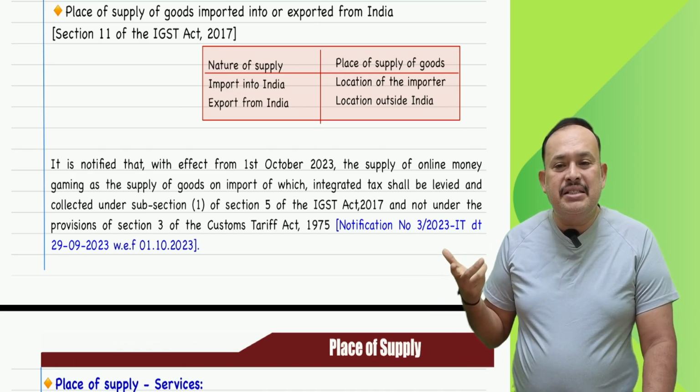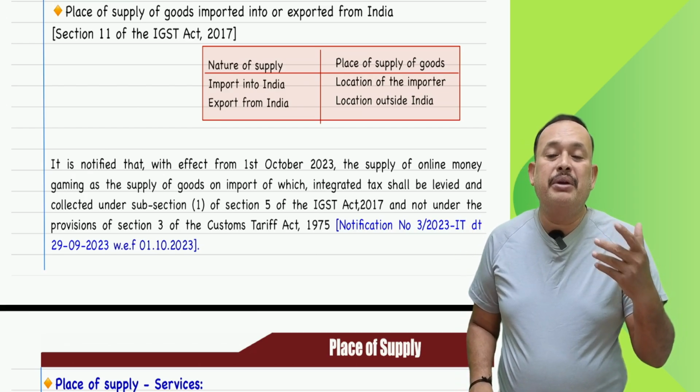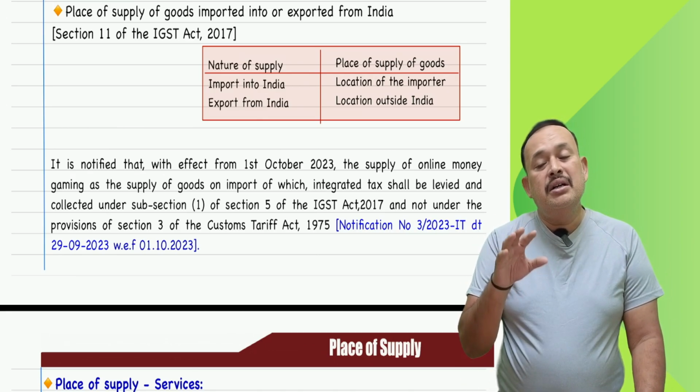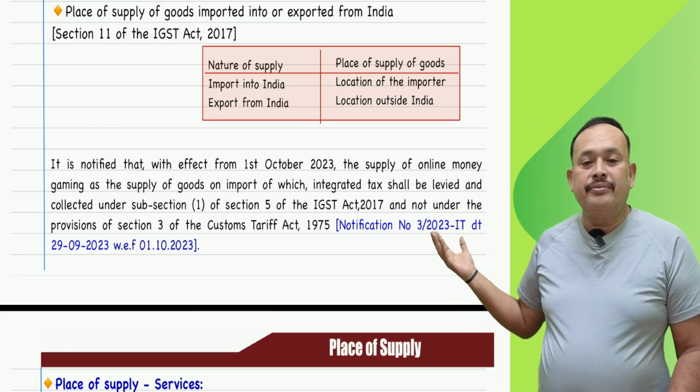So with this, I concluded the place of supply for supply of goods other than import or export of goods, and the place of supply for import or export of goods. Thank you, my dear friends.